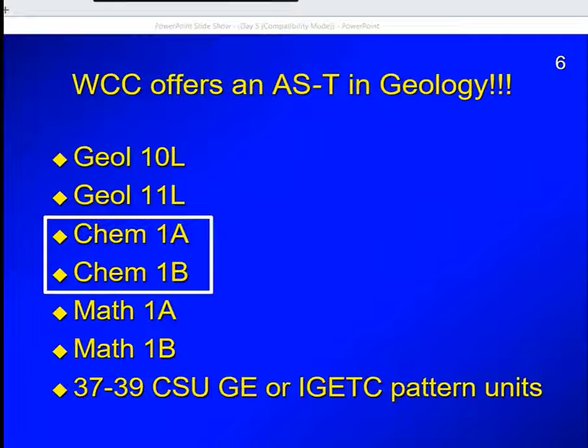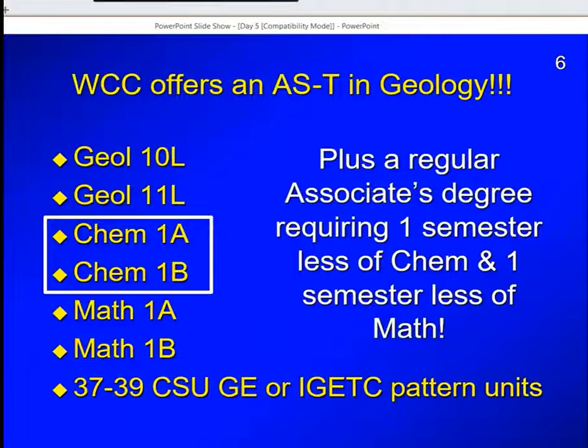So we do offer an associate's degree for students looking to transfer to a four-year. We call those ASTs. And you'll note that to be a geology major and to get this AST, there's a one-year chemistry requirement. Now, there is actually a second associate's degree. It's sort of your normal associate's degree. I'm calling here a regular associate's degree. This other version only requires one semester of chemistry, so just Chem 1A, as well as one semester of math, just Math 1A.